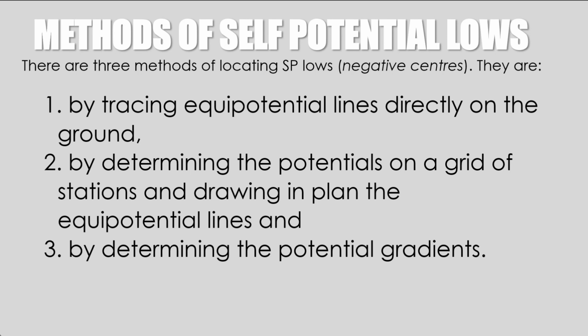Second is by determining the potentials on a grid of stations and drawing in equipotential lines, like measuring the electricity level in many spots and then drawing lines on a map to show the low areas. And lastly, by determining the potential gradients. It's like checking how quickly the electricity level changes as you move around to find the lowest points.